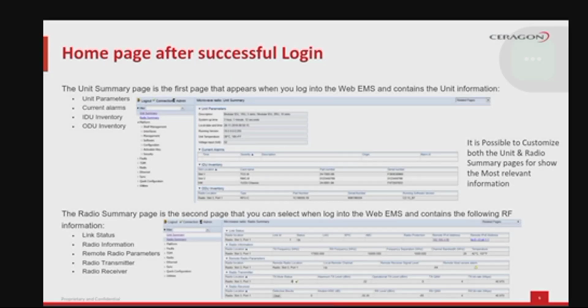The unit and radio summary pages can be customized to include only specific columns and tables. This enables you to hide information you do not need in order to focus on the information that is most relevant: alarms, link status, RSL and TSL values.